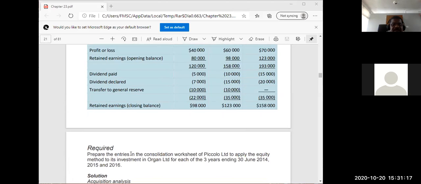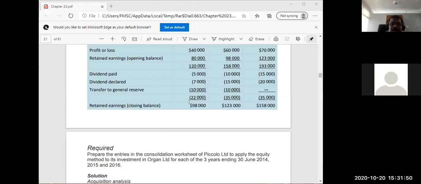Prepare the entries in the consolidated worksheet of FIC Law Limited. Apply the equity method to its investment in Organ Limited for each of the 3 years ending 30th June 2014, 15, 16. Now the question is clear. We have to put the double entry in the books of the investor, not for 1 year, but for these 3 years. That is the idea.